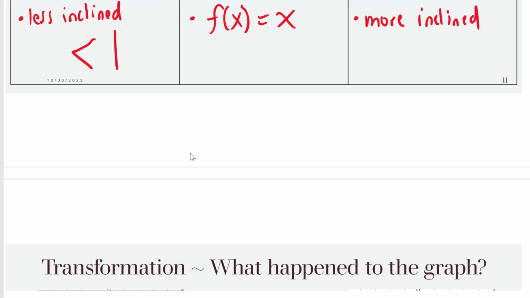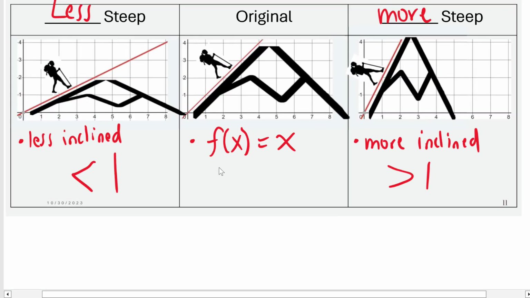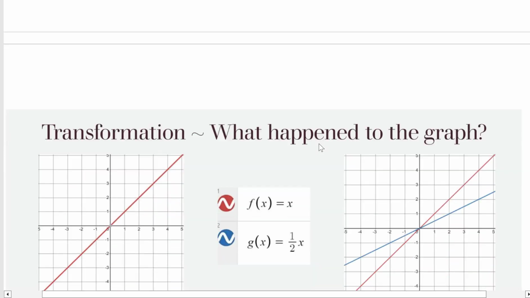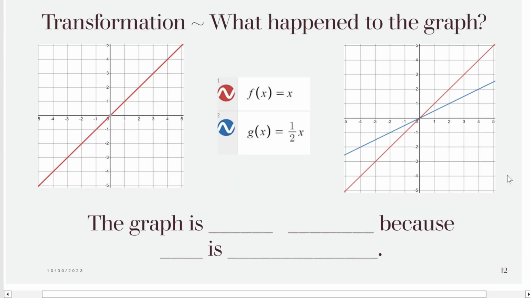And that means it is greater than 1. So if it's less than 1, less steep. More than 1, more steep. So cuando es menor que 1, es menos inclinado. Más que 1 significa más inclinado. So let's look at this example.